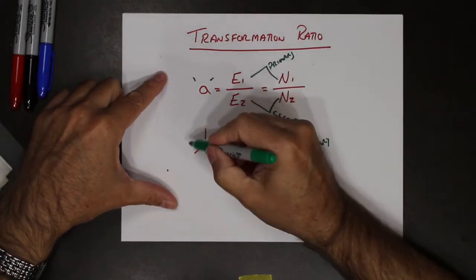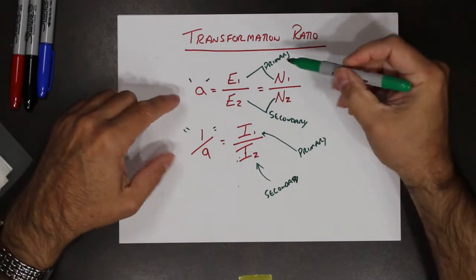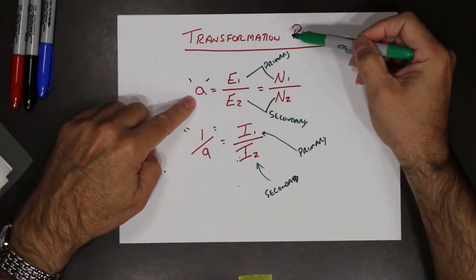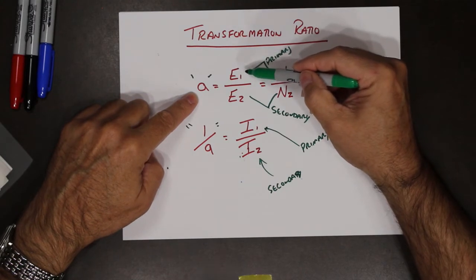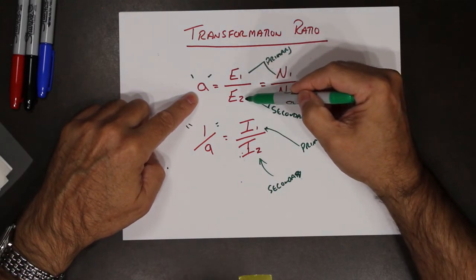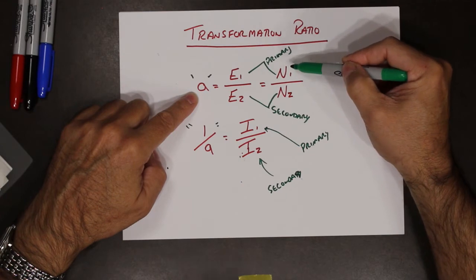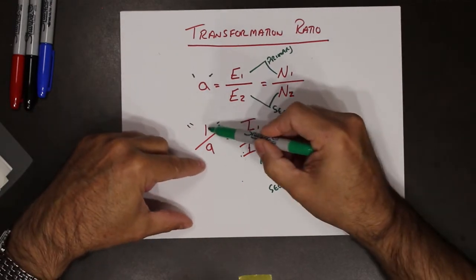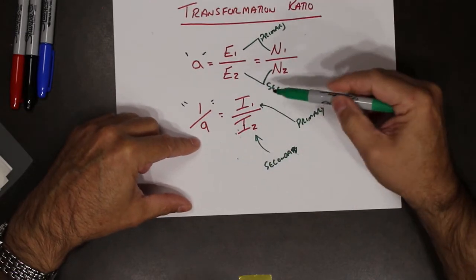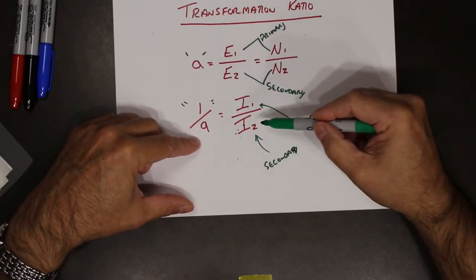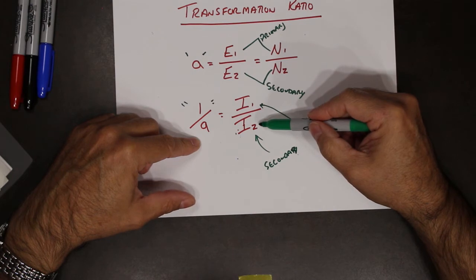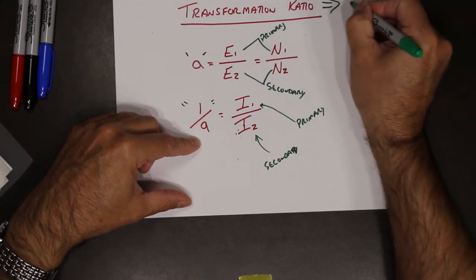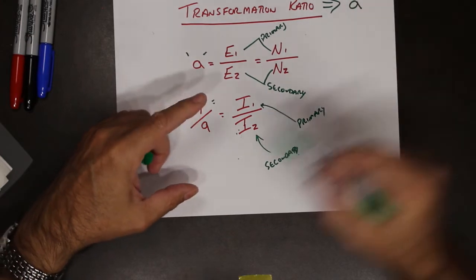So, transformation ratio is primary voltage over secondary voltage, or primary turns over secondary turns, or 1 over A is given as the primary current over the secondary current. This is known as the transformation ratio, and again the symbol is A.